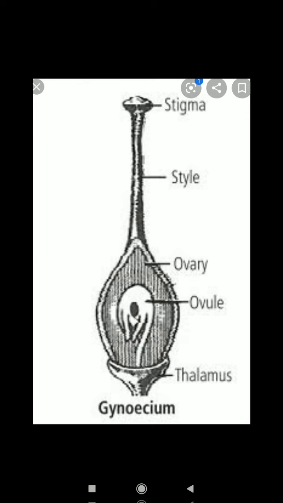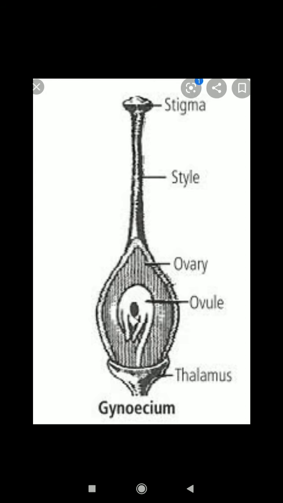Next is the style. Style is the tubular spindle-like stalk which connects the stigma to the ovary. Here we can see that the stigma has glandular papillae because it is the landing site. It has a juice-like substance so that insects can come and do pollination. The style is a tubular stalk which connects the stigma to the ovary; it's a simple function.